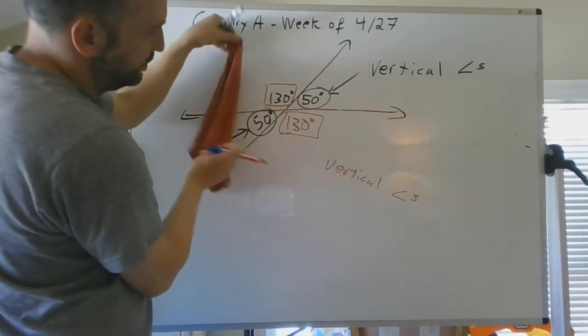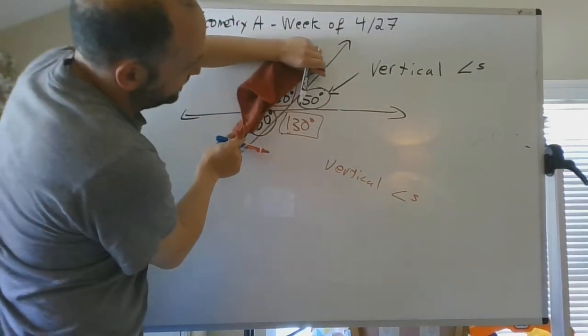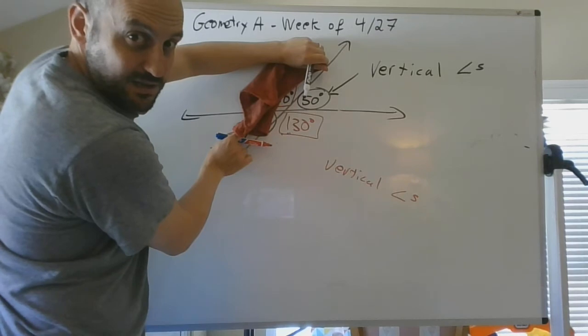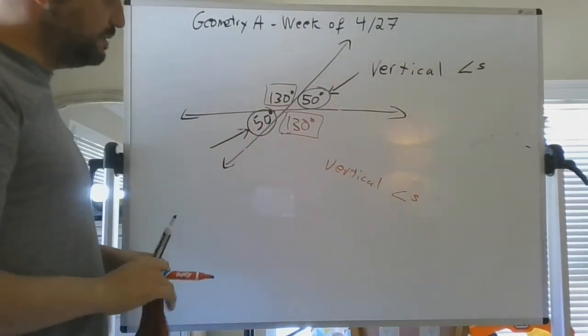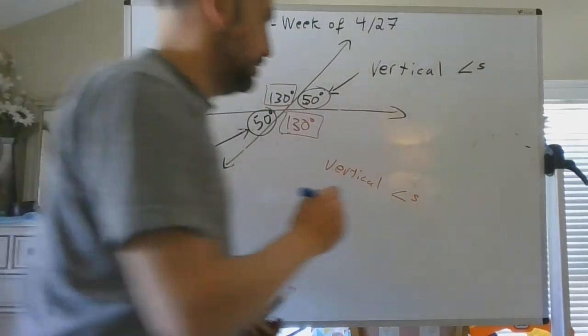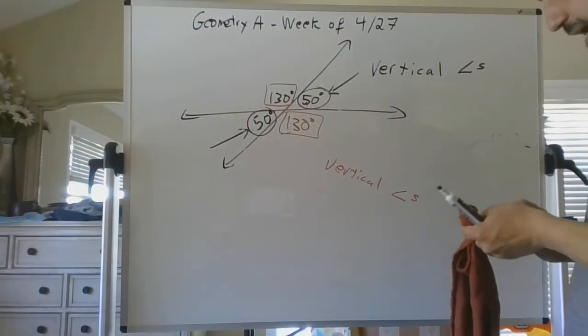How about this 50 and that 50 and that 130 right there? If I cover these up, yeah, it's going to be a supplementary linear pair. Just remember, the ones across from each other are going to be equal. So, guys, just to recap that real quick.